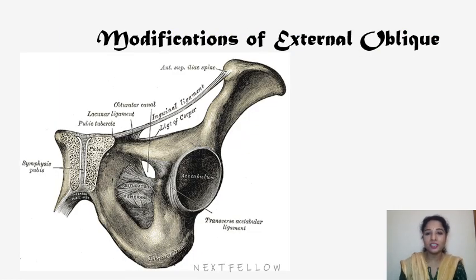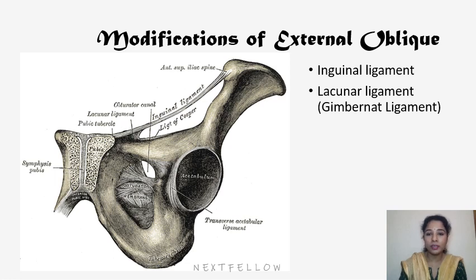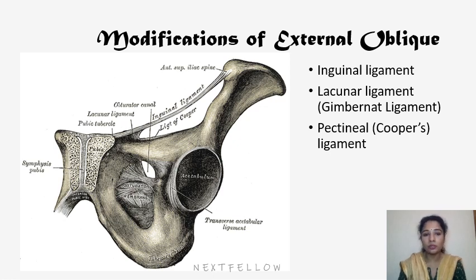Let's talk about the modifications of the external oblique muscle. In the previous image we saw the inguinal ligament, then the lacunar ligament, otherwise called Gimbernat's ligament, and the pectineal ligament, otherwise called Cooper's ligament. Here we know this is the inguinal ligament. The inguinal ligament modifies to form the lacunar and pectineal ligaments and also the external spermatic fascia, which surrounds the spermatic cord. The reflected inguinal ligament is also associated with the inguinal ligament. It is formed by fibers derived from the medial portion of the inguinal ligament.